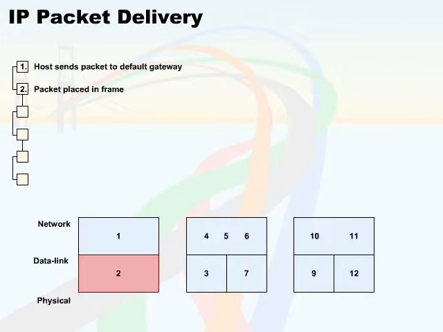This is how we're going to be delivering data to a remote network. The packet itself will be placed into a frame at the data link layer, and this will then be passed across the physical layer where a router in between will receive the frame.